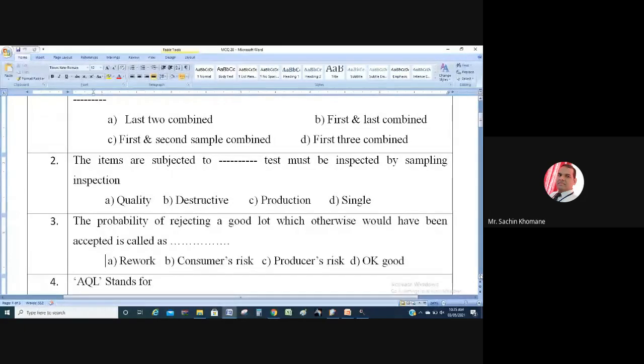The probability of rejecting a good lot, third question I'm reading. The probability of rejecting a good lot which otherwise would have been accepted is called as rework, consumer's risk, producer's risk, or okay good. Now obviously it is related to consumer risk and producer risk.